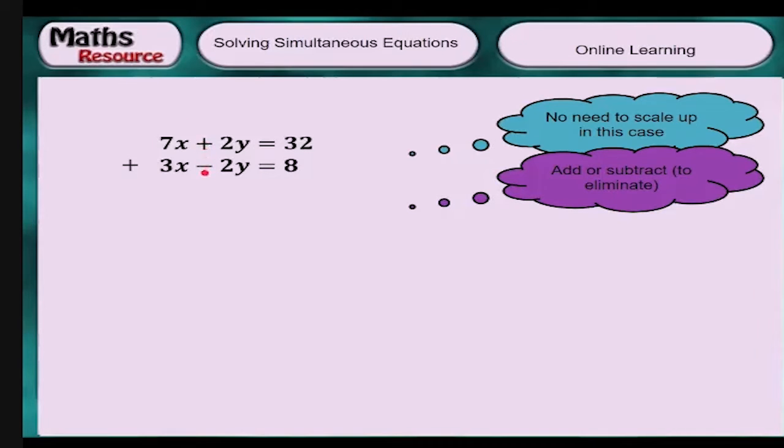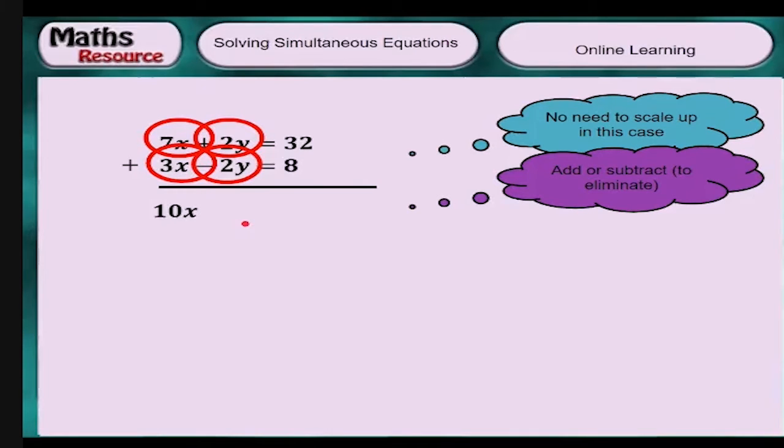Remember, if it was two minuses, it would be subtract. If it was two additions, it would be subtract. But if it's an addition and a subtraction, we add. Okay? So I'm doing 7 add 3, which will give me 10x. I would then pop it in, 10x. Okay?